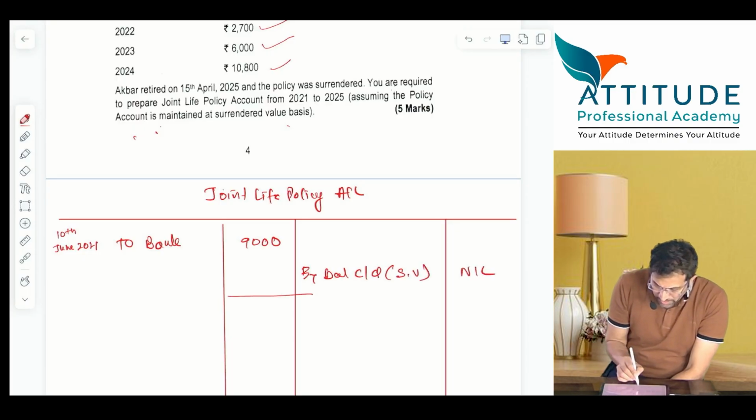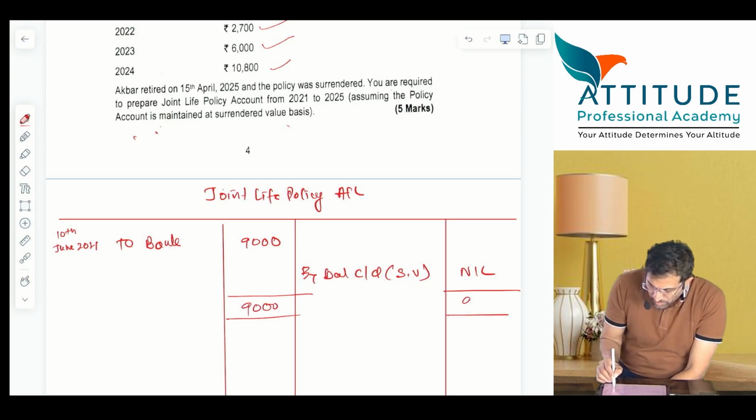Sir, what are you saying? If this is nil, but here it is 9,000. Here also should be what? 9,000. You are showing this. This is an asset. Asset should be shown at nil.